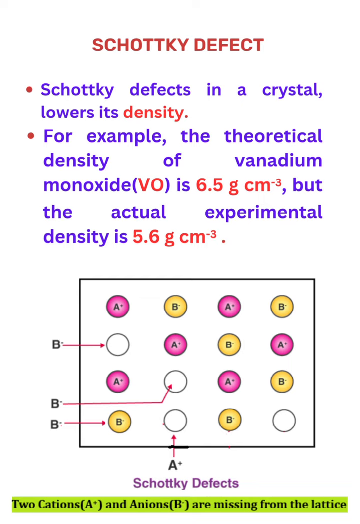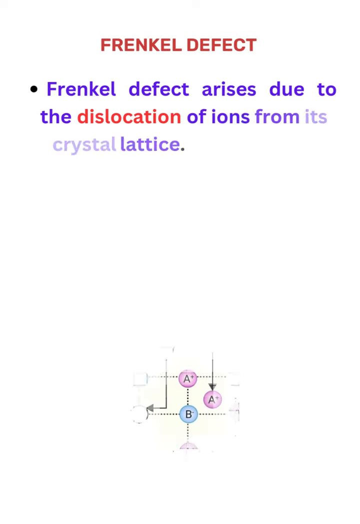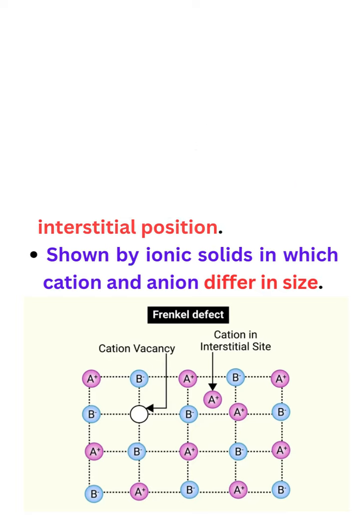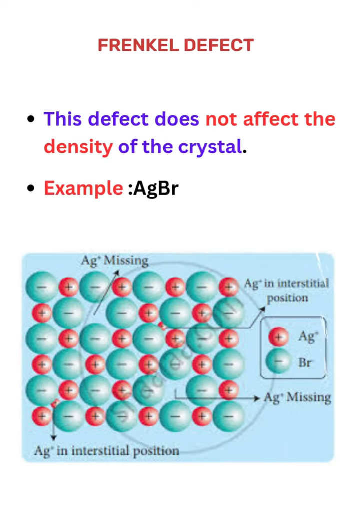Next one is Frenkel defect, a stoichiometric defect. Frenkel defect arises due to the dislocation of ions from the crystal lattice. The missing ion is present in the interstitial position. Here the cation and anion differ in size. It does not alter the density as the ion is present in the interstitial position itself. An example of Frenkel defect is silver bromide.